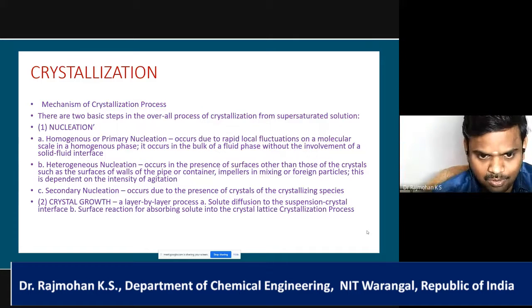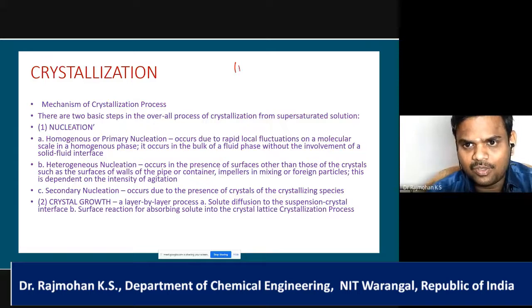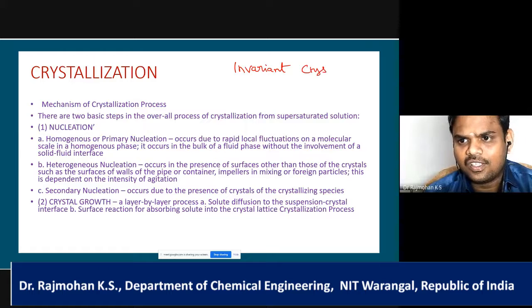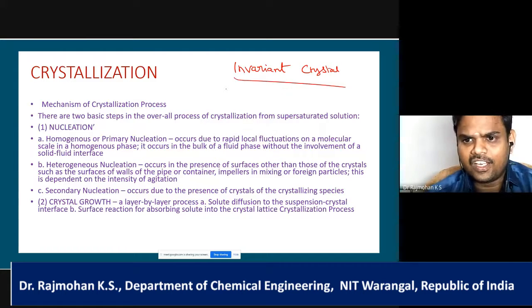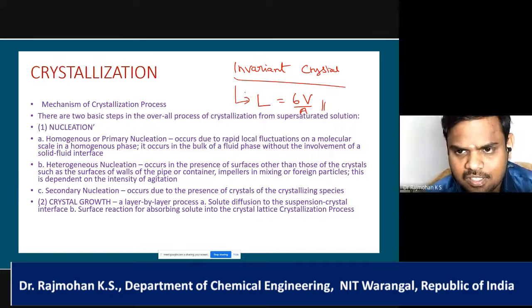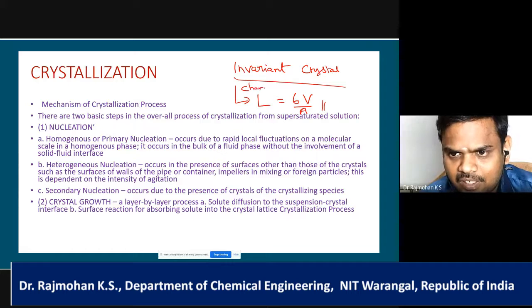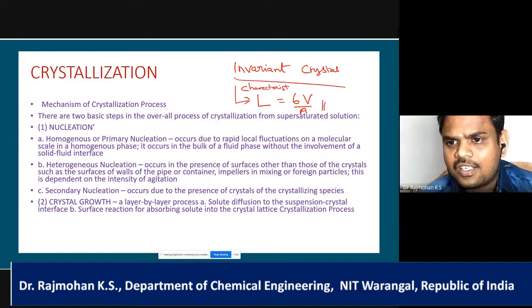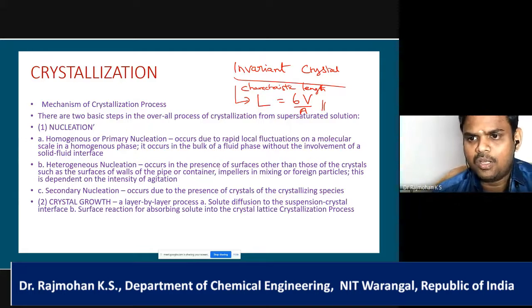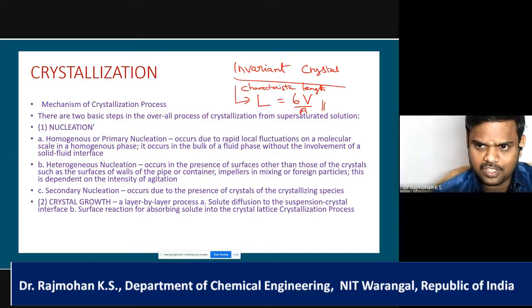What is the delta L law? I have told you about invariant crystal growth, or you can say an invariant crystal. We can call it an invariant crystal when the characteristic length L is equal to 6 times volume by surface area. So invariant crystals will have this property. The characteristic length of an invariant crystal is given by 6 times volume by total surface area available, where the volume is that of the crystal.